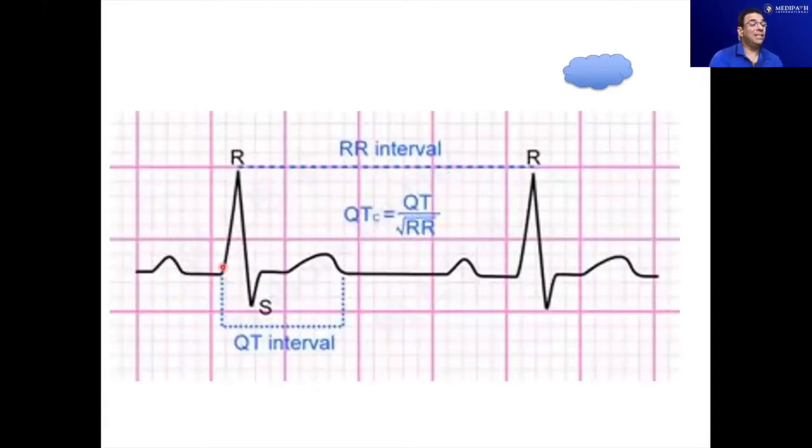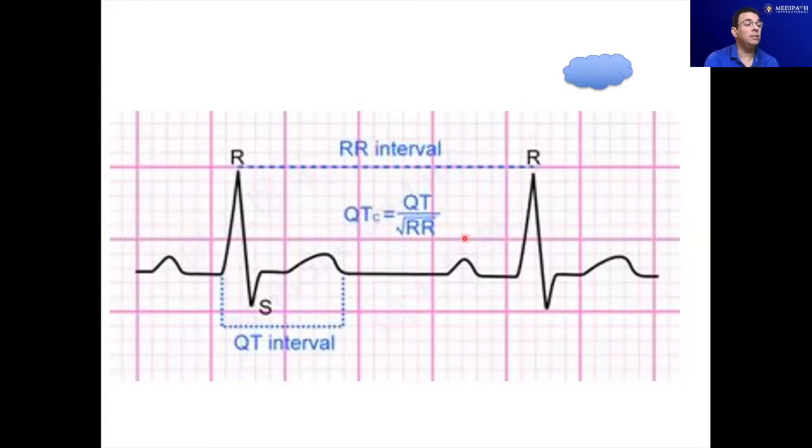We also look at the QT, which is the beginning of that QRS complex to the end of the T wave, unlike the PR, which is to the beginning. This is to the end of the T wave. And that's an important thing to measure because as the QT interval elongates, you're at increased risk of having something we call R on T phenomenon, which can place patients at risk of going into sudden arrhythmias such as ventricular tachycardia or ventricular fibrillation.